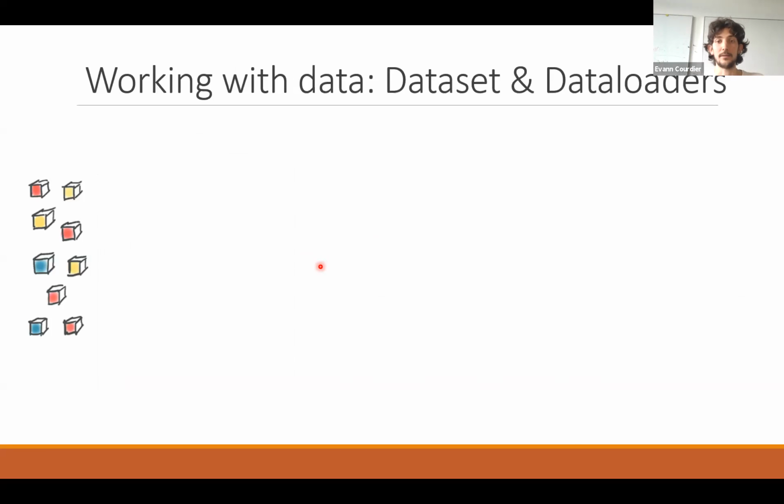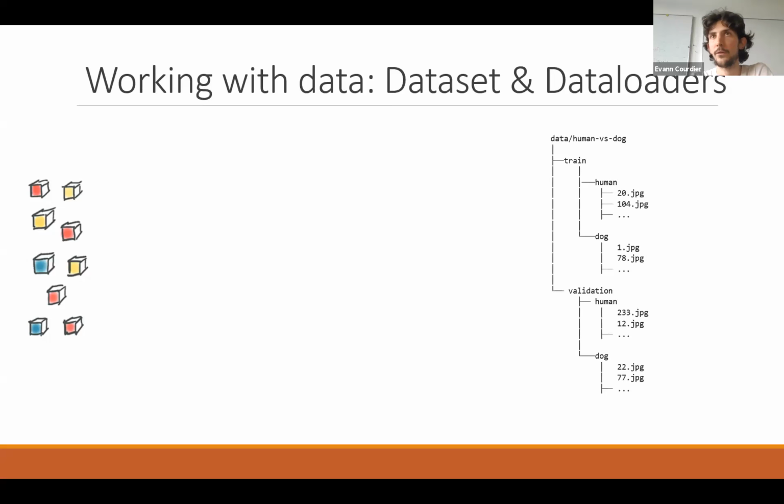That's the crucial aspect of deep learning, to have data. So let's assume here we have training data. We have a data set. And here we have samples that we represent with the squares and different labels that are represented by the colors. So this could look like this, for example, on your file system.